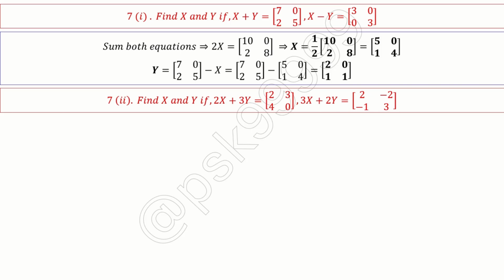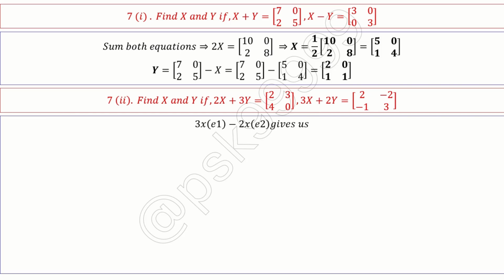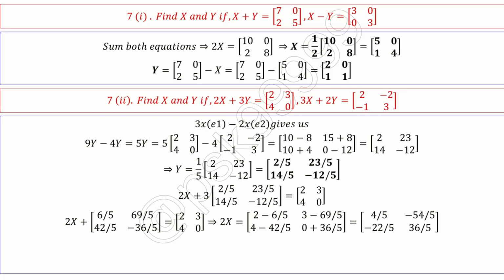Okay, similar one, 2x plus 3y is given, 3x plus 2y is given. You find x and y. Same, we'll do it like how you solve equations. When two equations are given, how do you solve it? In the same similar way you'll do it. Okay, solve it yourself and then cross check the answer. Okay, these are very simple. I'm not going into details.